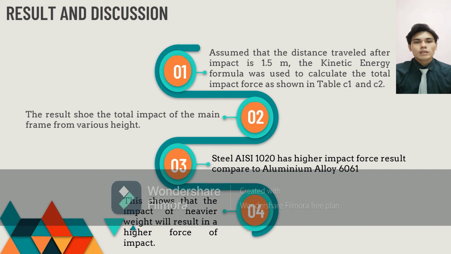Of course, for both materials, the highest total impact force value is obtained at the highest point from which the structure is dropped. Also, based on the result, as you can see, the steel AISI 1020 has a higher impact force result compared to aluminium alloy 6061. This shows that the impact of heavier weight will result in a higher force of impact. Thus, that's why I have chosen aluminium alloy 6061 compared to steel AISI 1020.